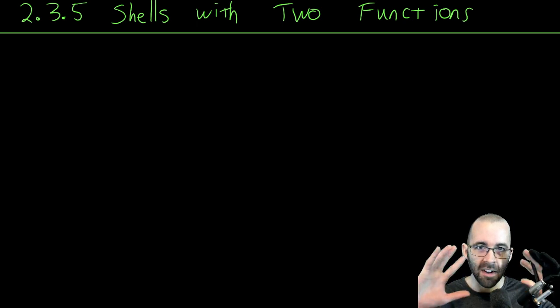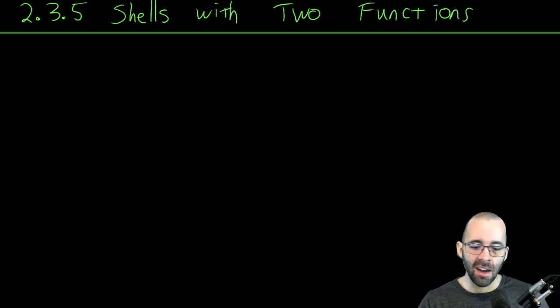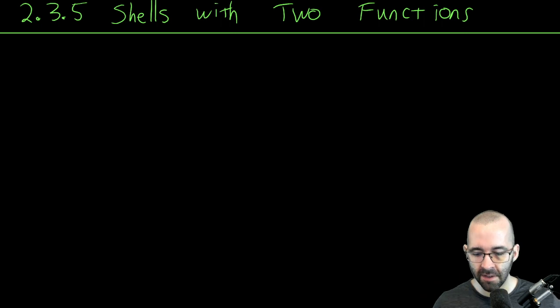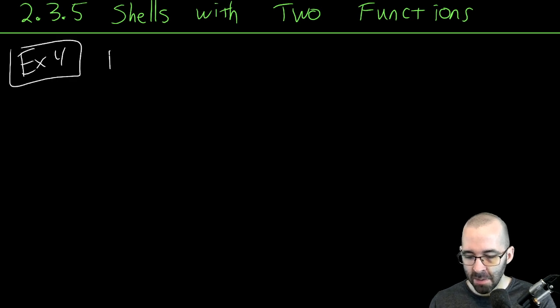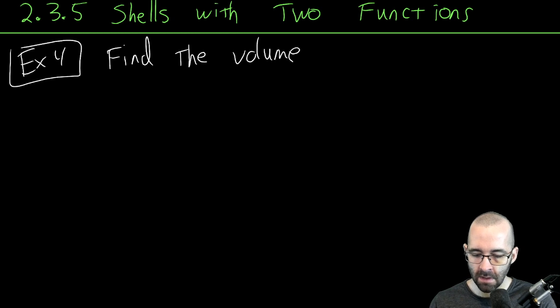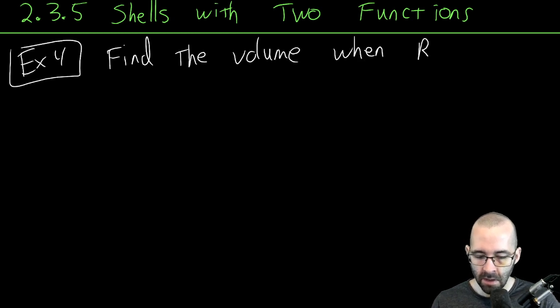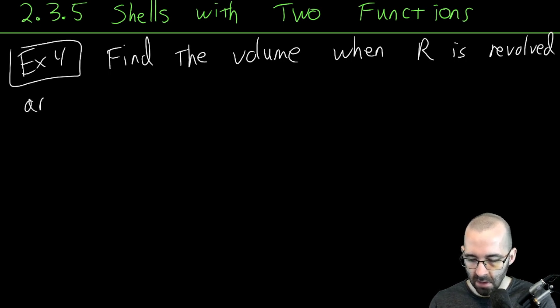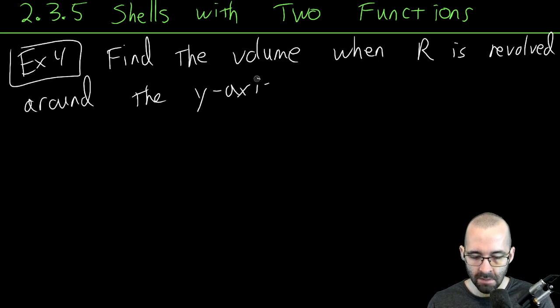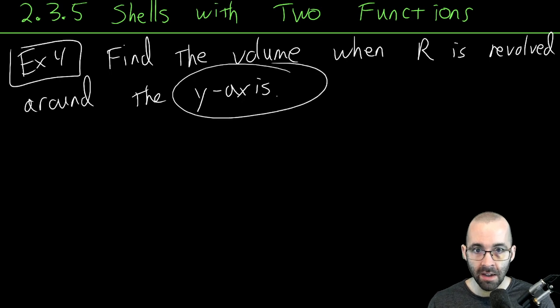So let's add another fun little twist. We just got one example, and that's all this video is going to be. So example four now, because I'm remembering to update. Example four, find the volume when R is revolved around the y-axis. So again, disk or washer method would have to be in terms of y.